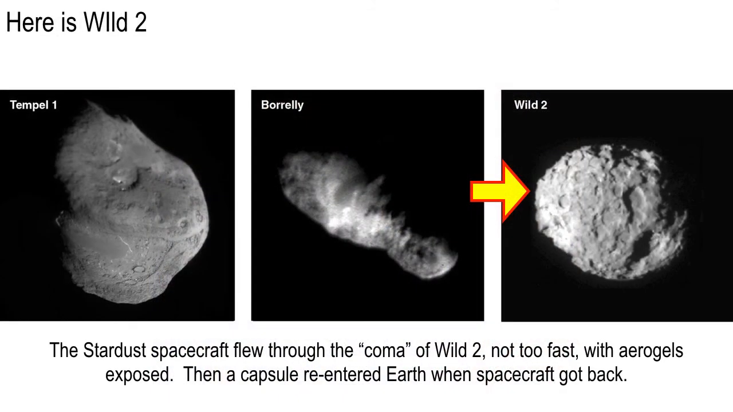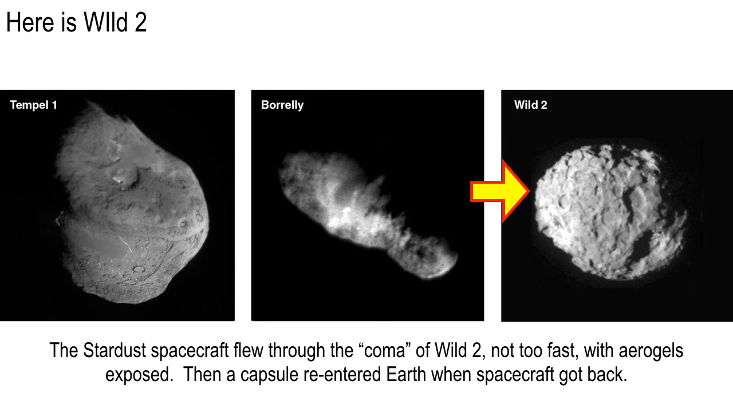Here's a picture of Wild 2 right over here. So this is what the nucleus of it looks like when it doesn't have a big bright coma. You can see that these things are really rough looking. They're definitely not smooth surfaces. They've taken a lot of abuse from thermal expansion and all kinds of mayhem.